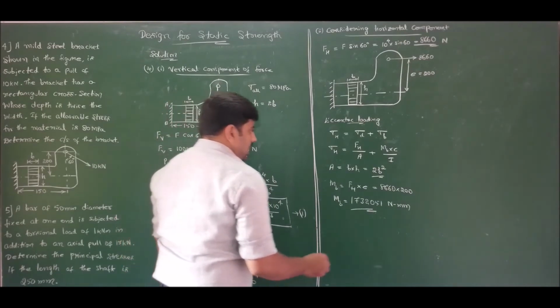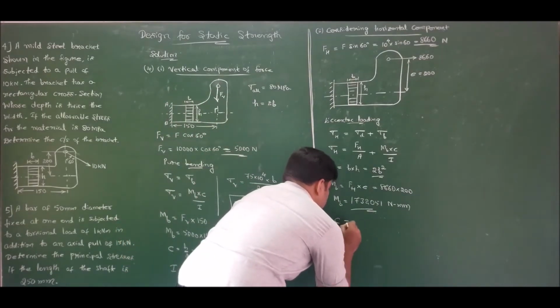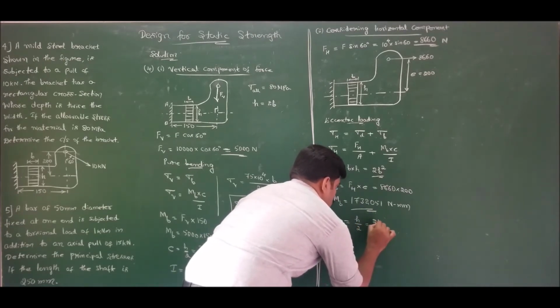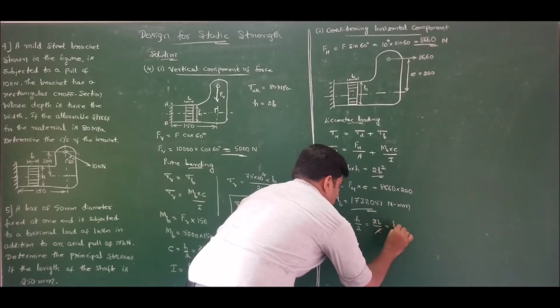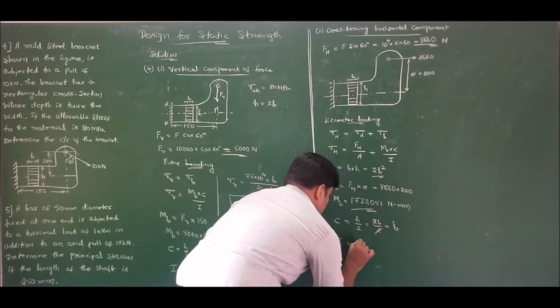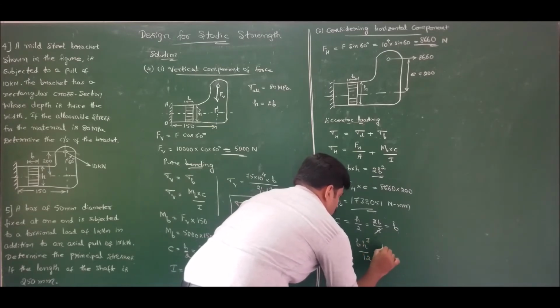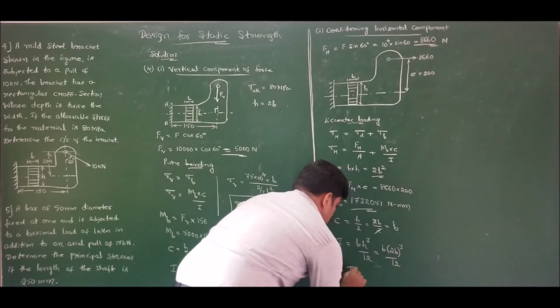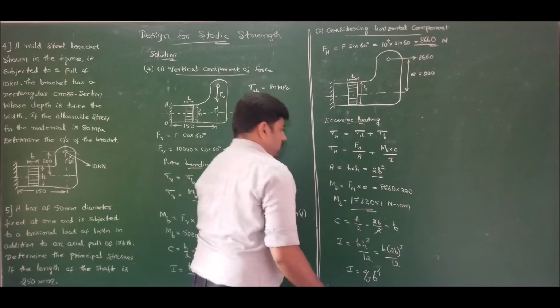Now coming to c and I, c is already calculated, which is the distance of the outer fiber from the centroidal axis, h by 2, which is equal to 2b by 2, which is equal to the width b. Now I is equal to bh cube by 12. So therefore b into 2b cube by 12. So I is equal to 2 by 3 b to the power of 4.